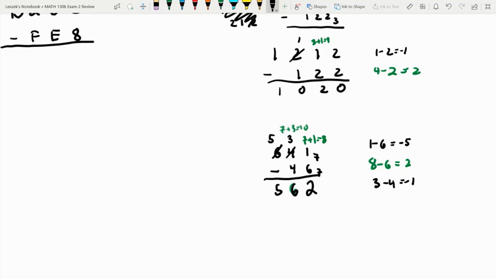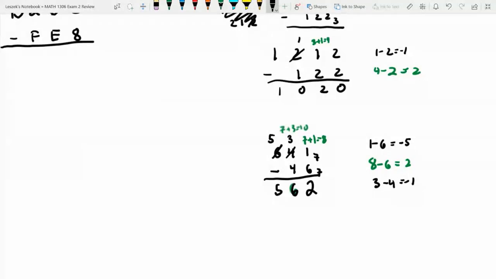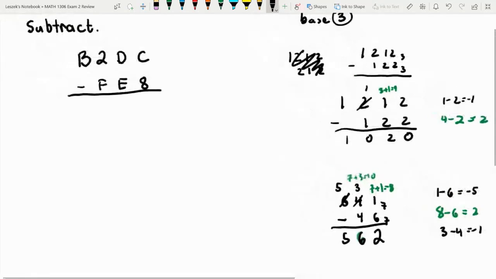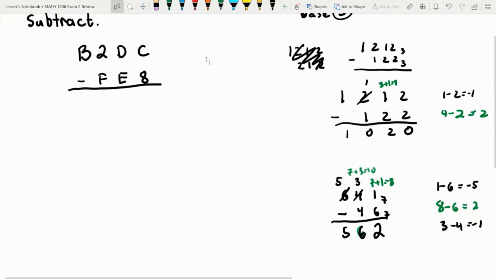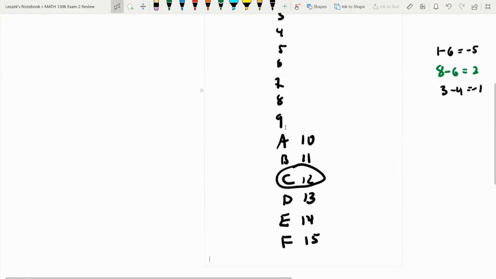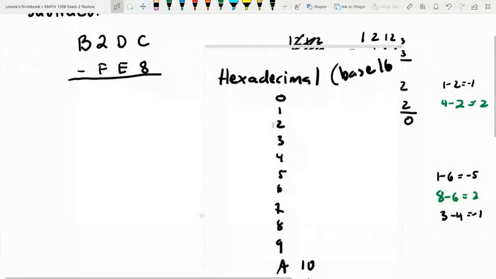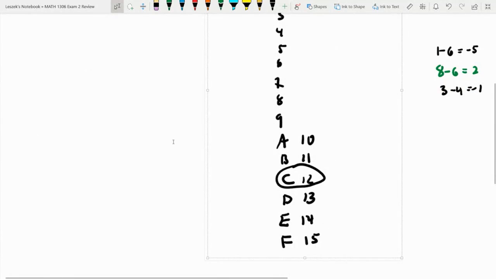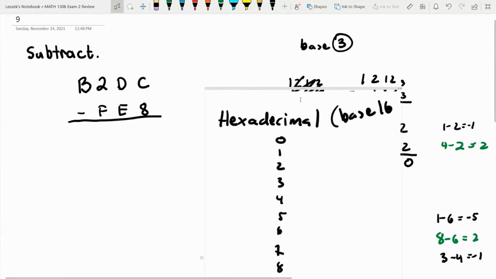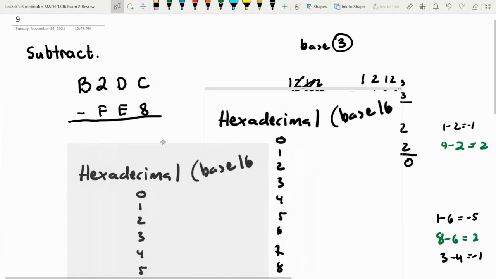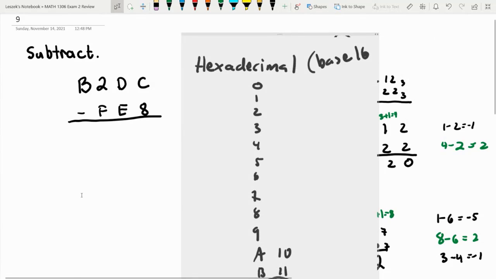Do you want another one? I think subtracting would be the kind of most difficult thing. Well, let's just try it with hexadecimal, sorry. All right, so let's try this.